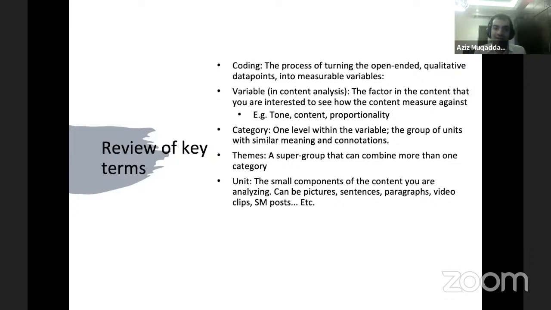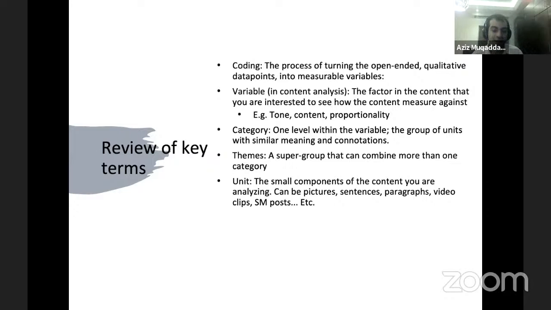Okay. A variable, as we've explained in multiple lectures before, is the factor in the content that you're interested in seeing. It has to do with the tone, and the content. So a variable could be speech tone, gender representation, racial diversity, type of sport, type of promotion, et cetera. Whatever you're looking for depends on your research question, on what exactly you want to research.